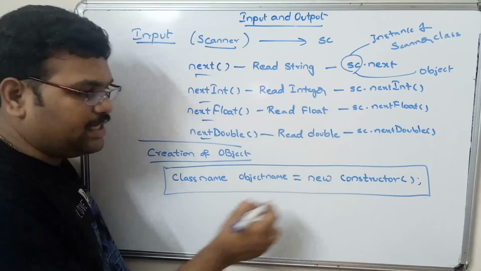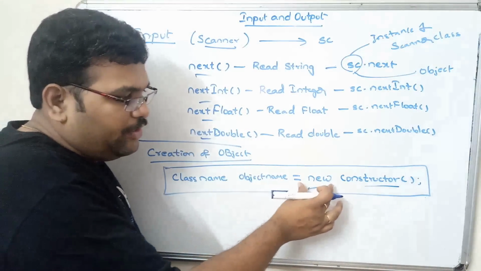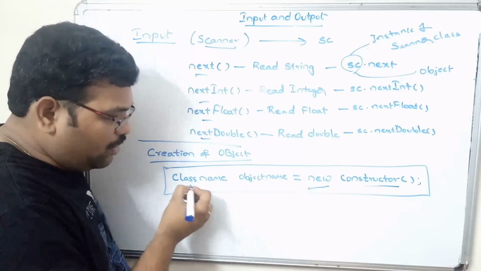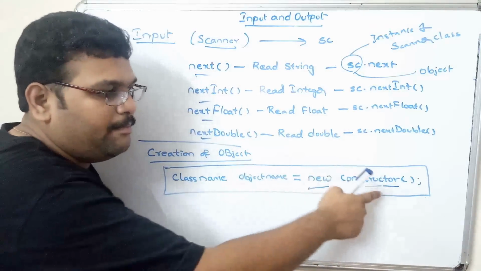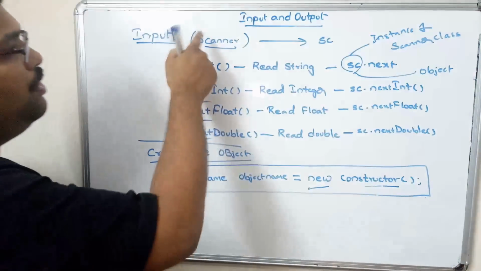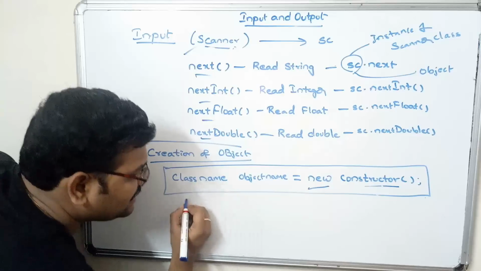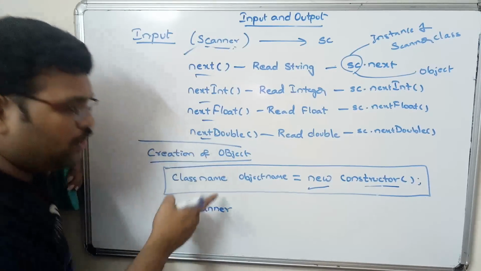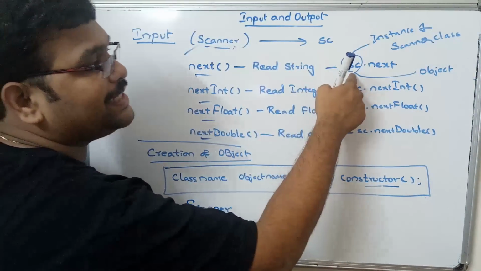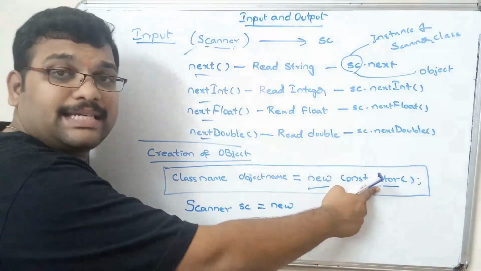What is the importance of the constructor? Here new is used to create an object and the constructor is used to initialize the object. The constructor will always have a name similar to the class name. Whatever class name we are using, the constructor will also have the same name. So we will create an object for this Scanner. Follow this syntax: the class name, that is Scanner. We know that a class name always starts with a capital letter, Scanner with capital S. Then the object name, so we have created SC as an object. So SC is equal to new, and here the constructor.